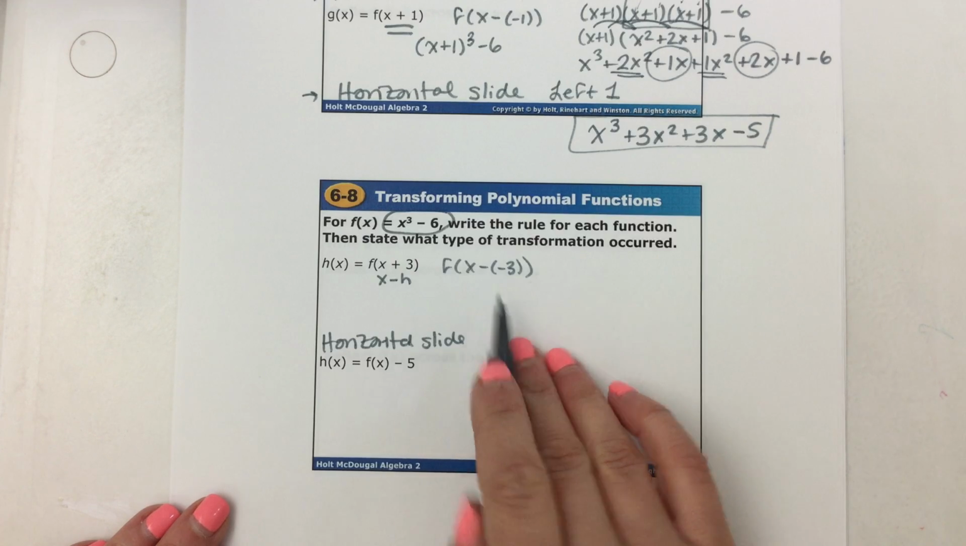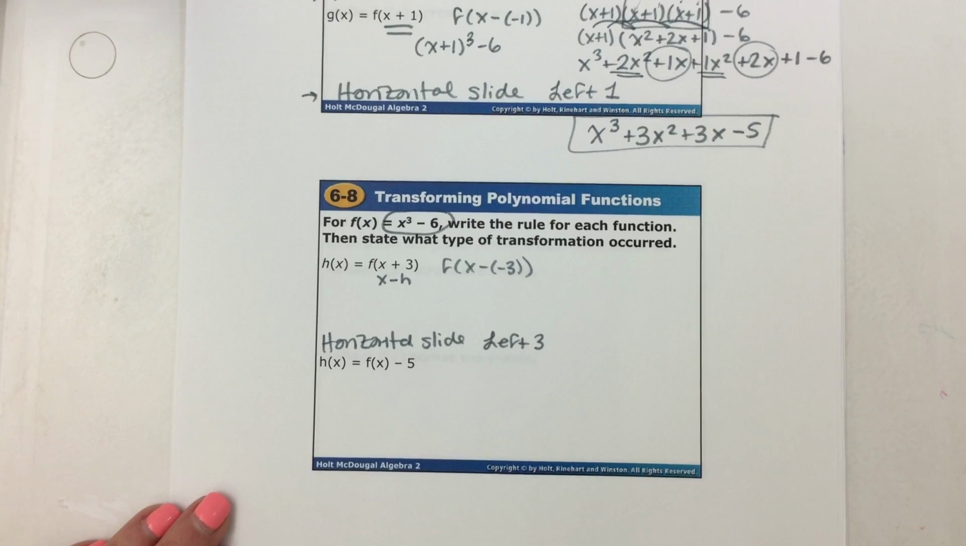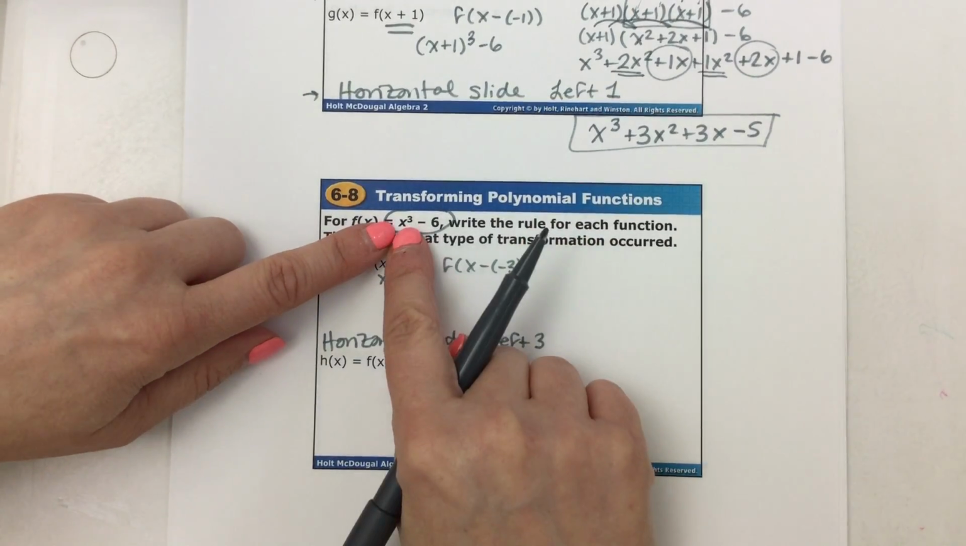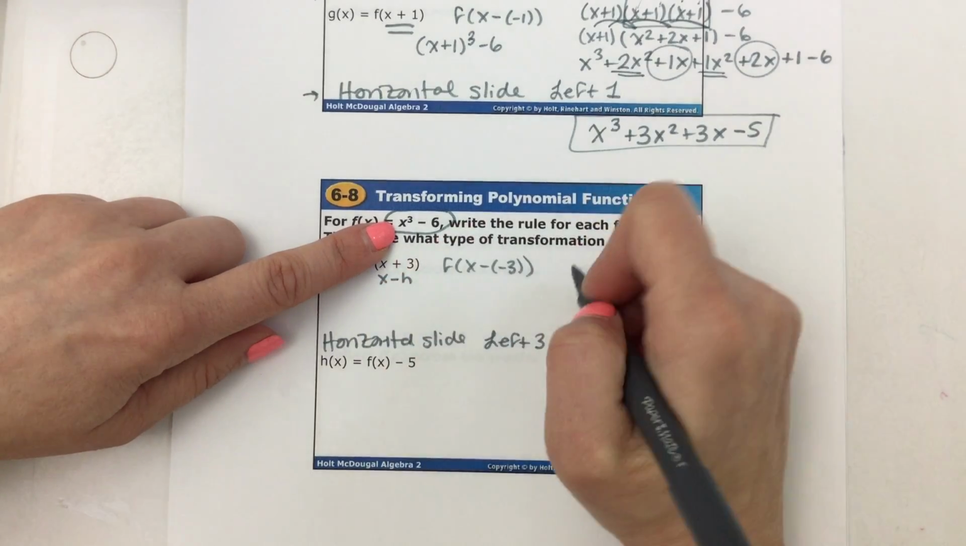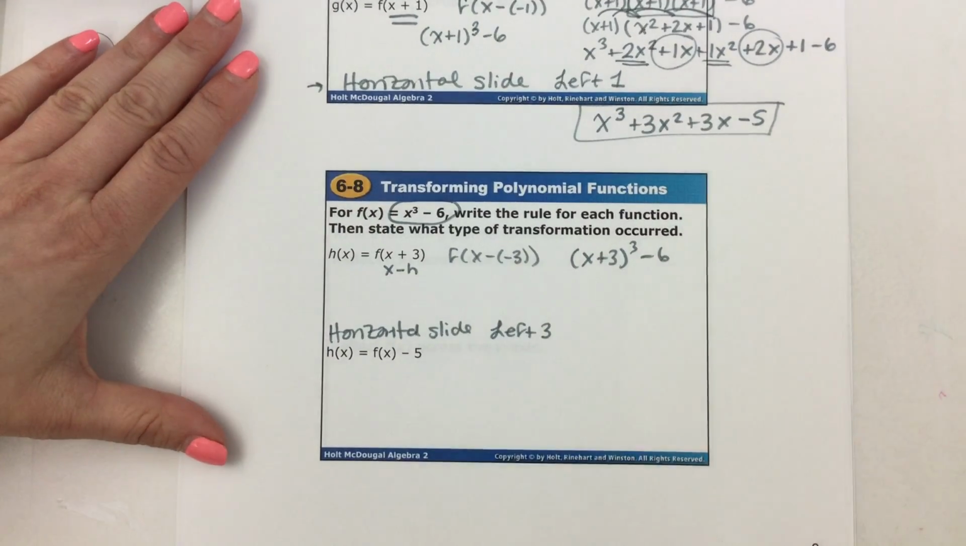Because this would be a negative value, we are sliding to the left 3. Okay, that's what type of transformation occurred. Now to write the rule, I have to change the x's to whatever's in the parentheses. So this becomes (x plus 3) cubed minus 6.